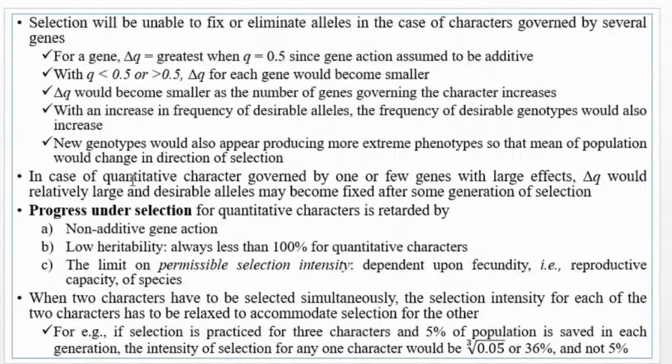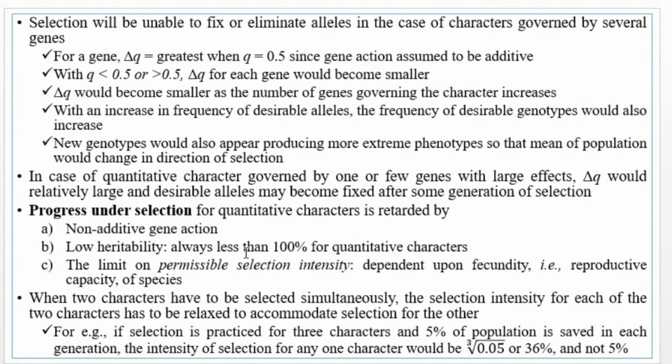So in case of a quantitative character governed by only a few genes with a large effect, that is the oligogenic effect, delta Q would be relatively large and the desirable allele may become fixed after some generations of selection. अब oligogenic or qualitative characters, a few genes having a large effect governed character हुन्छ त्यसमा delta Q becomes larger and it will be fixed after some generations of selection. That will happen.